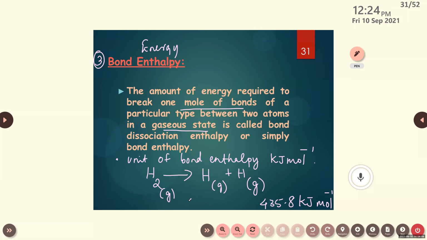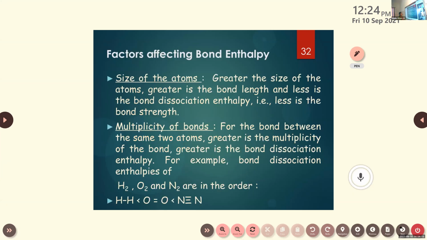So here also there are certain factors that affect bond enthalpy. First one, the size of the atoms. Greater the size of the atoms, greater is the bond length, and less is the bond dissociation enthalpy. Here bond enthalpy and bond length are inversely proportional. Greater the size of the atom, greater will be the bond length, but less is the bond dissociation enthalpy, that is, less is the bond strength.